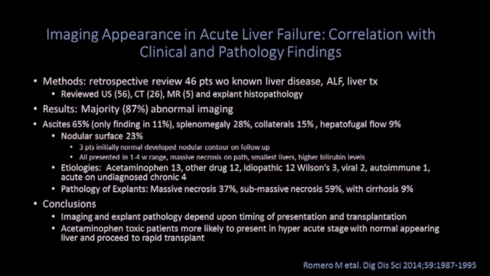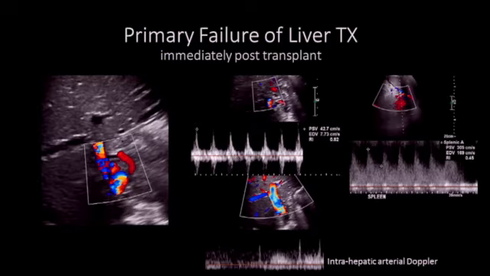The conclusion of the paper was that imaging and explant pathology depend very much on the timing of presentation and, obviously, when the transplant is done. Again, they found what is in the literature: acetaminophen toxic patients are the most common to present in the hyperacute stage, will have a relatively normal liver, and often proceed quite rapidly to transplant. Now let's turn to some other very specific etiologies of acute liver failure and see what they look like.